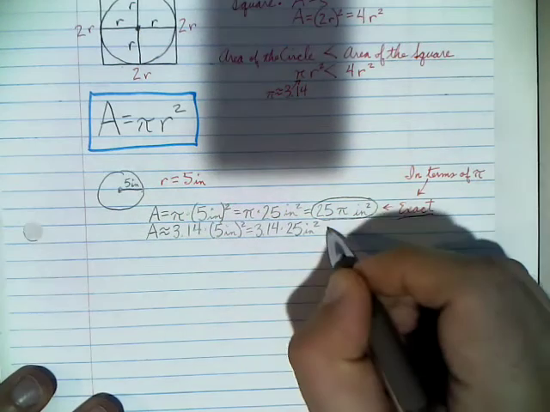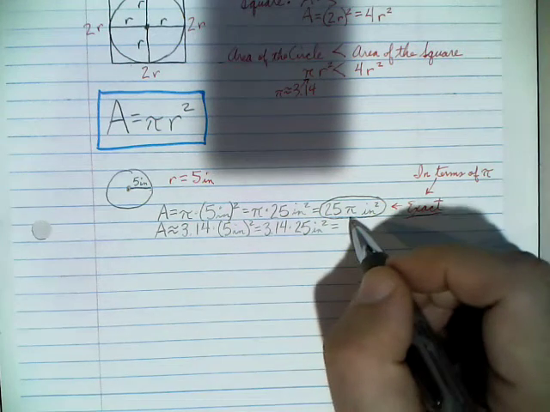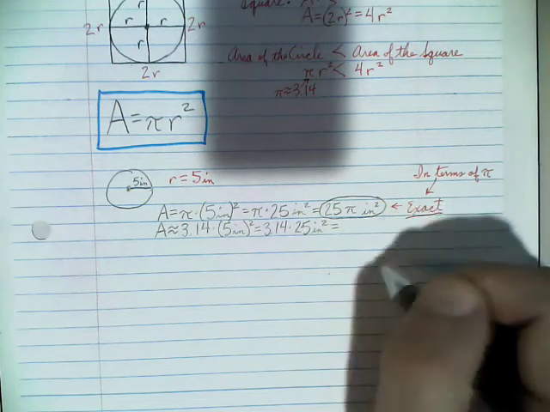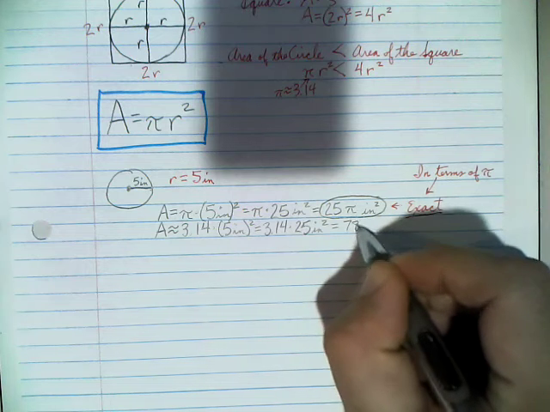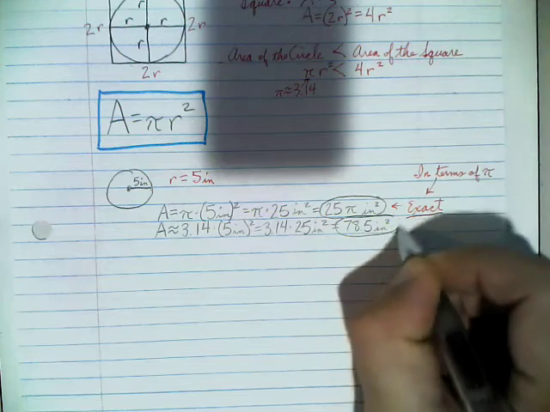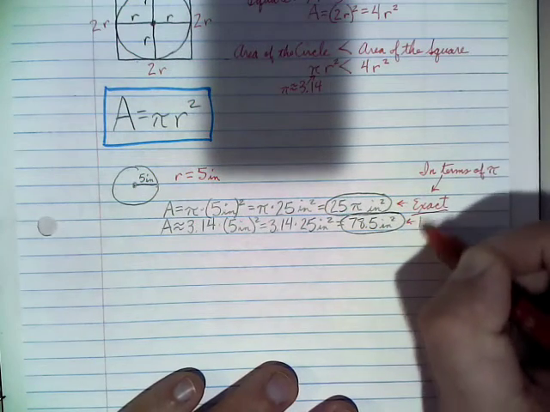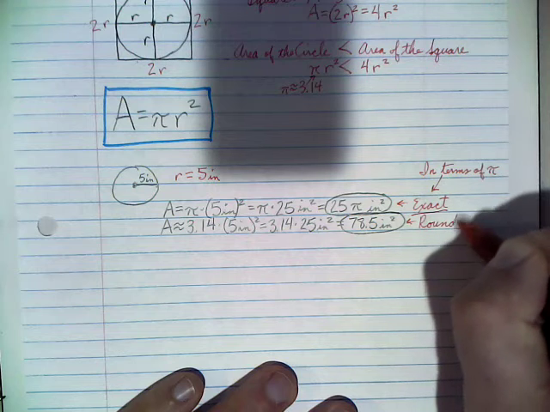All right, and if we keep going then, finish it off, 3.14 times 25. You throw that in a calculator real quick, or you do some scratch work off to the side, 78.5 square inches. And so that is the rounded answer.